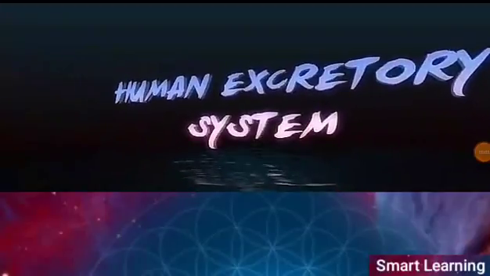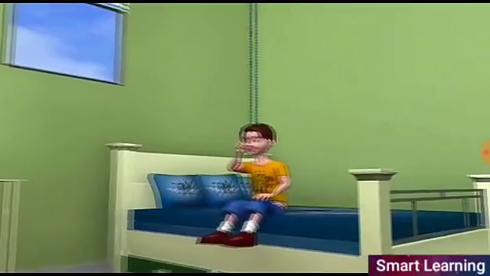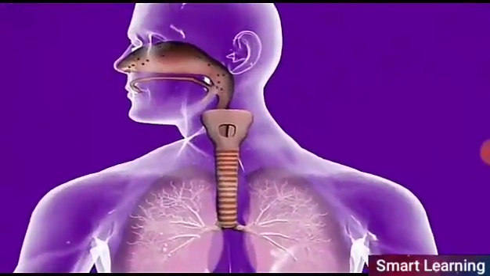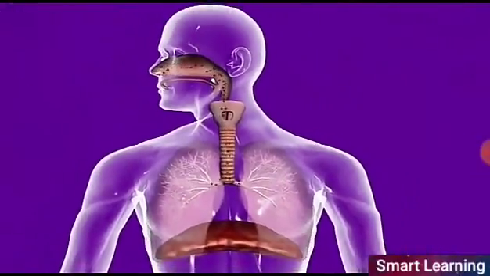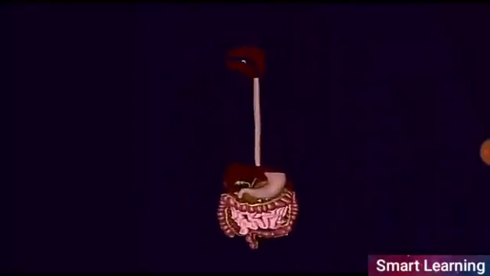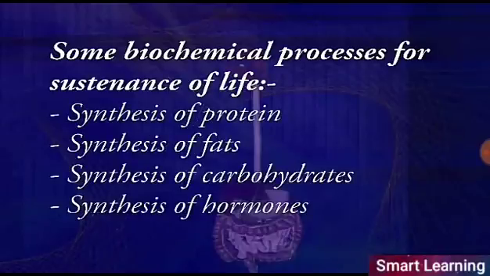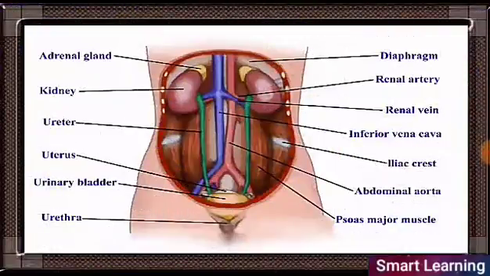Excretory system. For sustenance and maintenance of an organism, various life processes must go on at all times. These processes involve numerous biochemical reactions such as synthesis of proteins, fats, carbohydrates, hormones, etc. These biochemical reactions of the many life processes lead to the production of harmful byproducts which need to be removed out of the body.